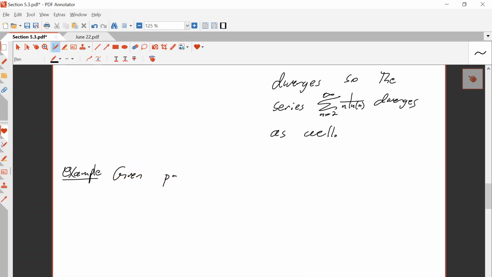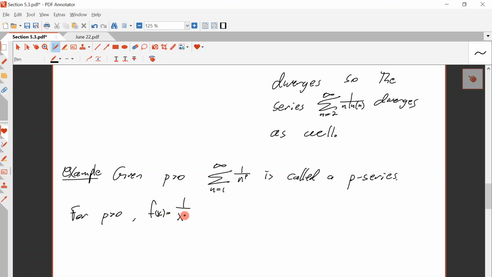So given p bigger than 0, the sum n equals 1 to infinity 1 over n to the p is called a p series. Okay? For p bigger than 0, f of x equal 1 over x to the p is a positive decreasing function. It's continuous as well, but that doesn't necessarily matter here.